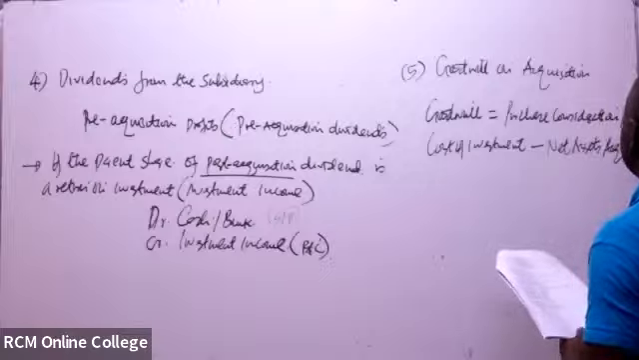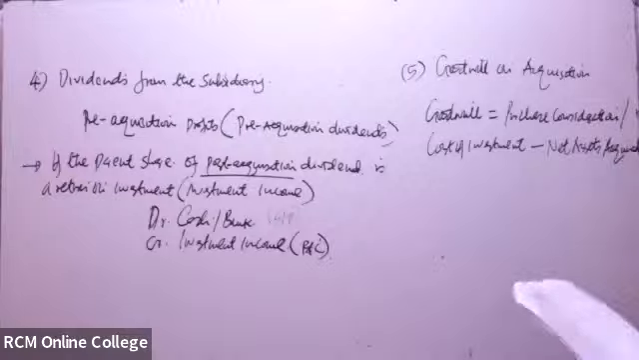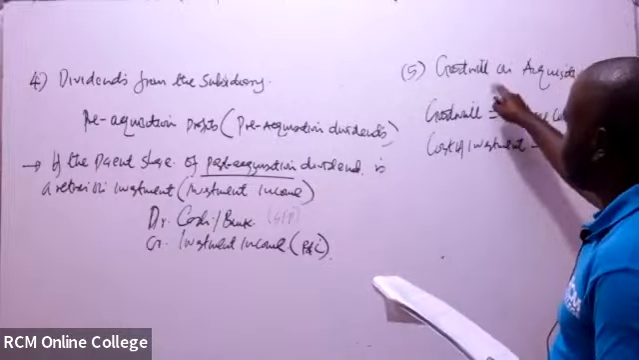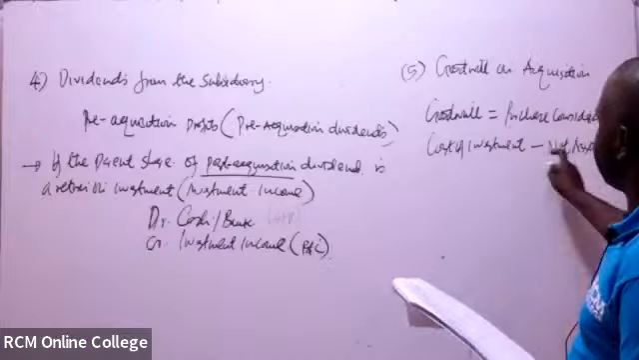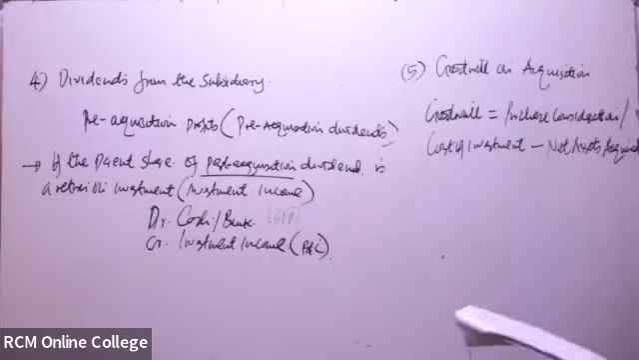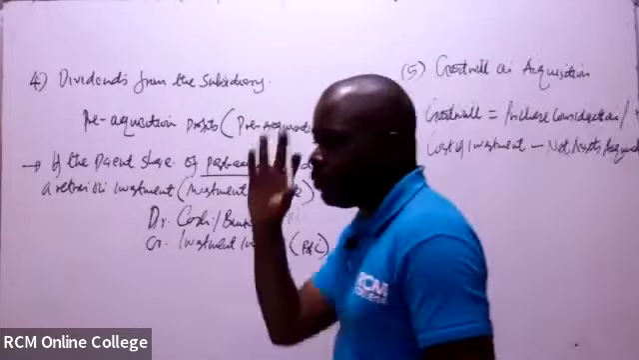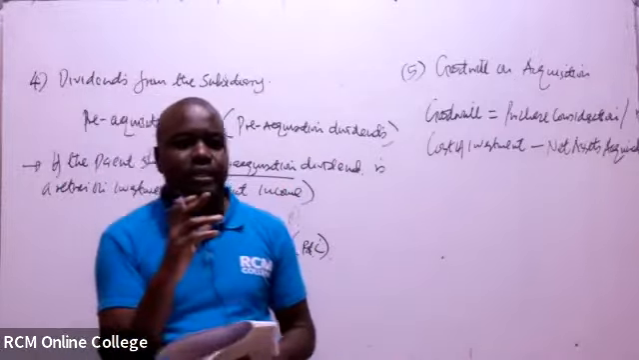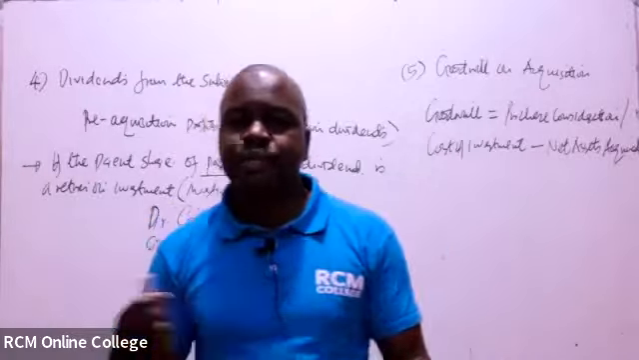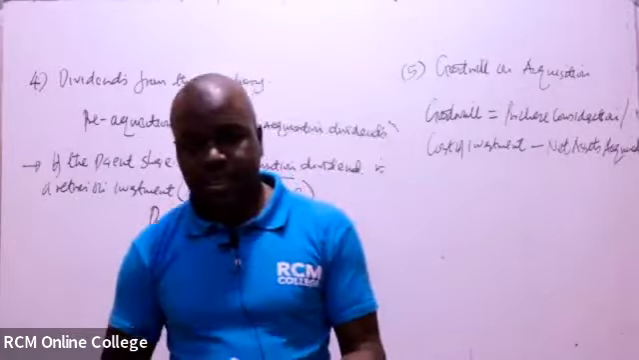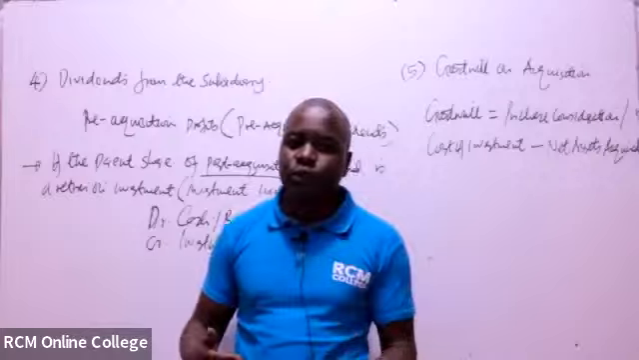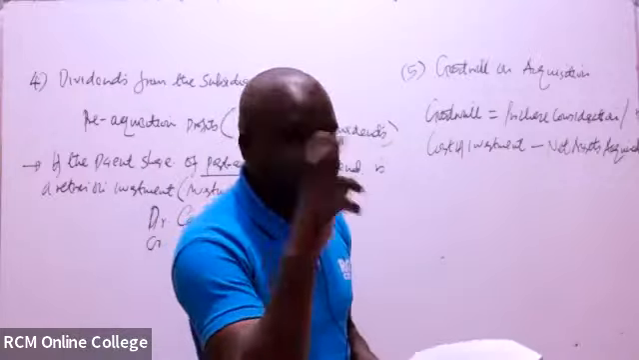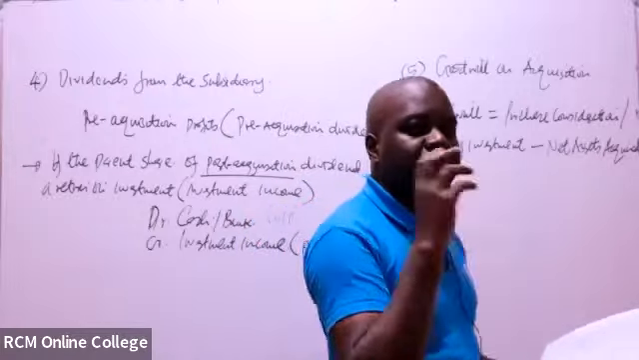This is the general formula. You are taking the cost of investment, which appears in the holding company, and deducting the net assets acquired in the subsidiary. The net assets basically is the equity part of the subsidiary, or you can say total assets minus total liabilities. You are taking the equity part, and there's a portion of it you have been able to acquire.